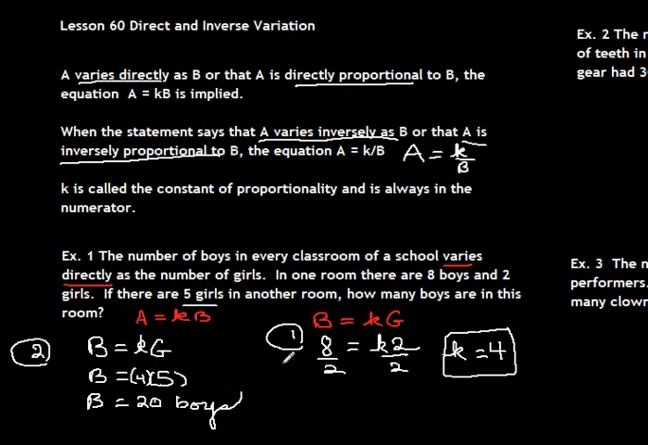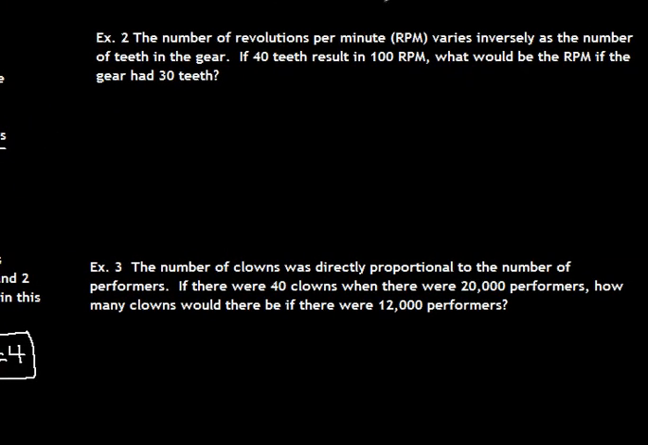And that's how you do it. First step, you fill in the 2 variables and find K. In the second step, you use K and one of the variables to find the other variable. Let's try another one. These are a little bit fun.